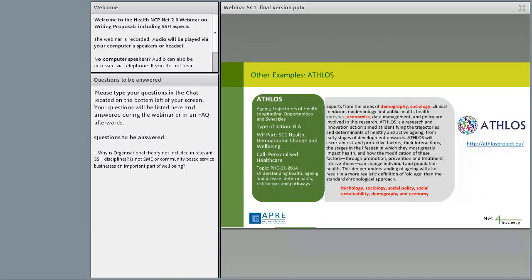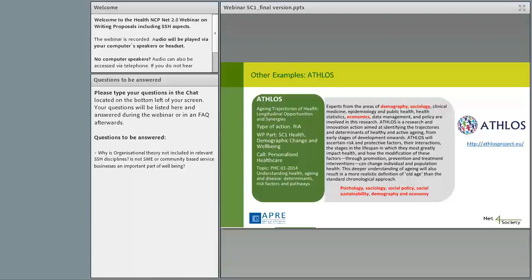Here you have another example, the Atlas project, again for the same topic, the PHC 1/2014, and the title is Aging Trajectories of Health, Longitudinal Opportunities and Synergies. And here you can see in the right part of the slide, the experts of this project come from the areas of demography, sociology, clinical medicine, epidemiology and public health, health statistics and economics, and so on.